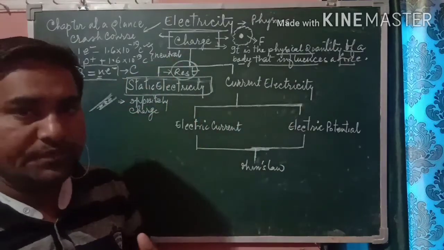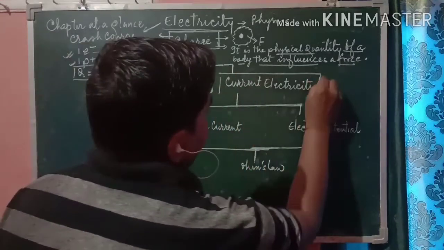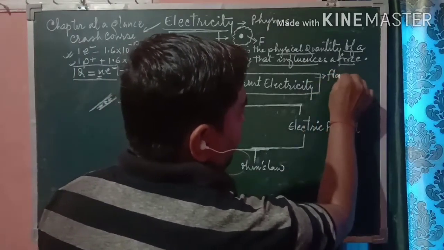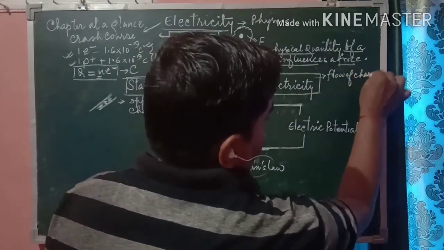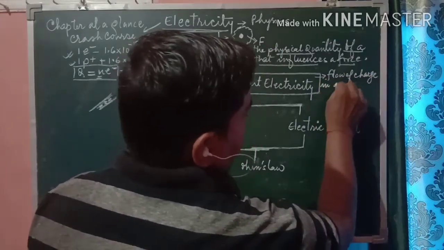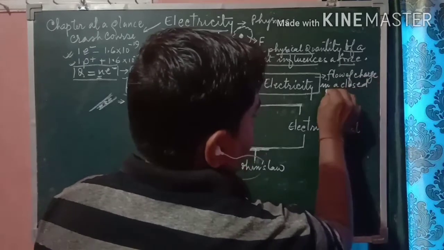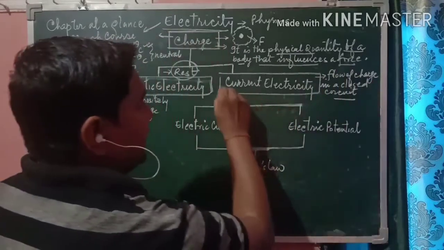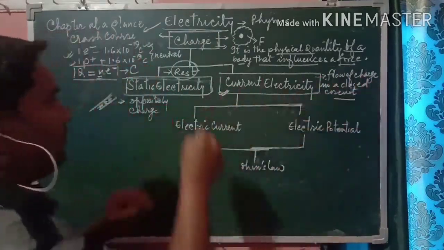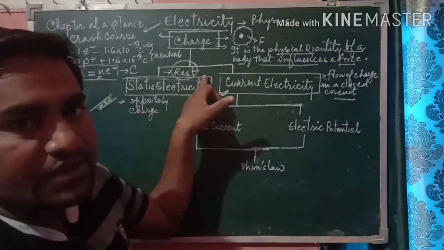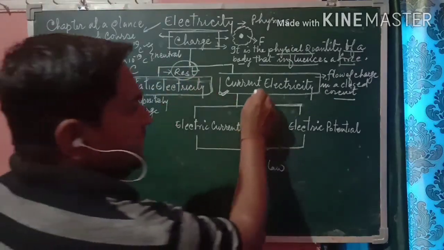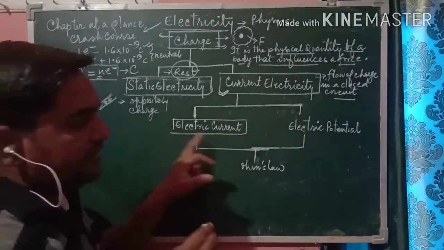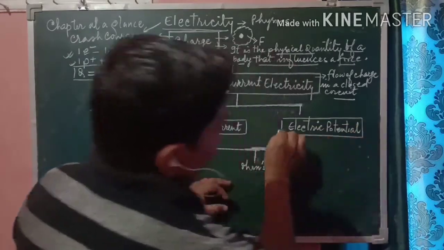But the main thing of this chapter is related to current electricity. Okay, current electricity means flow of charge in a closed circuit, where current electricity is the flow of charge, while static electricity is where charge is at rest. Okay, so current electricity is divided into two parts, electric current and then electric potential.